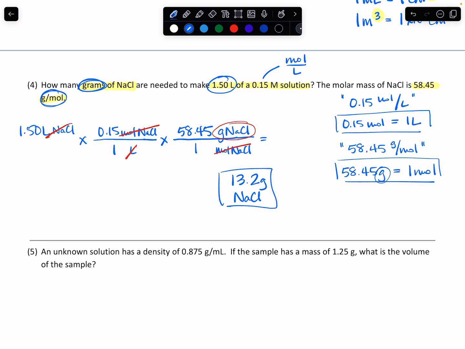Now, maybe at this point you didn't know what molar was. That's okay, we're going to get there. But you need to recognize that sometimes these units are actually compound units, which means we can write unit equalities and we can use them in dimensional analysis.